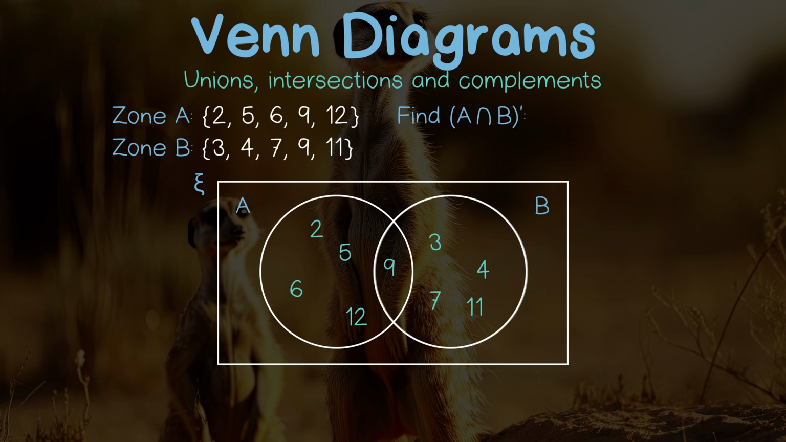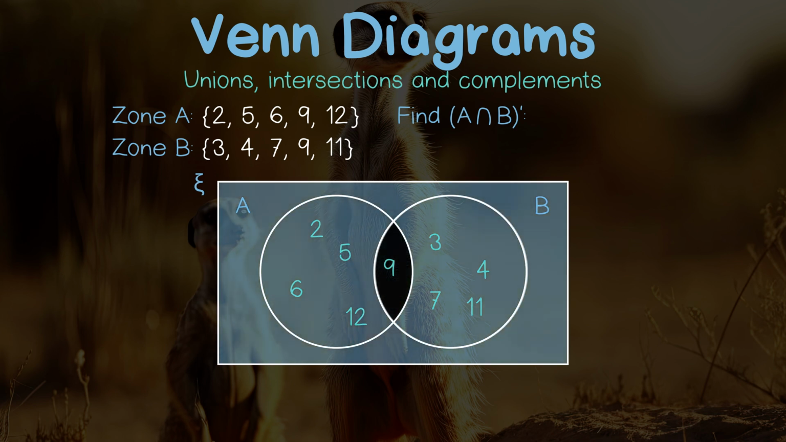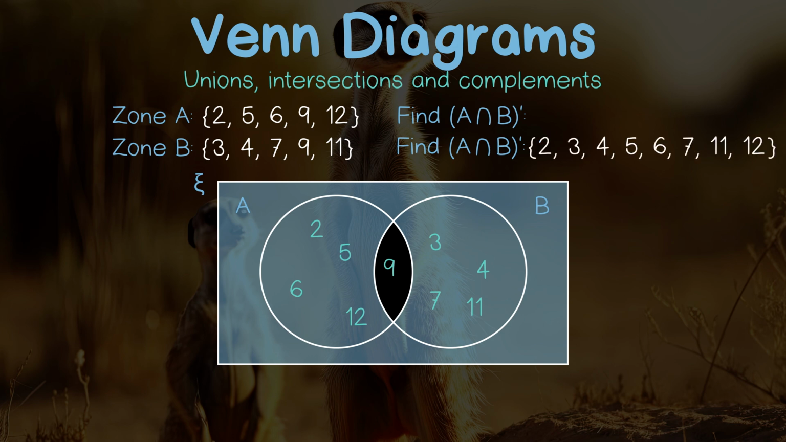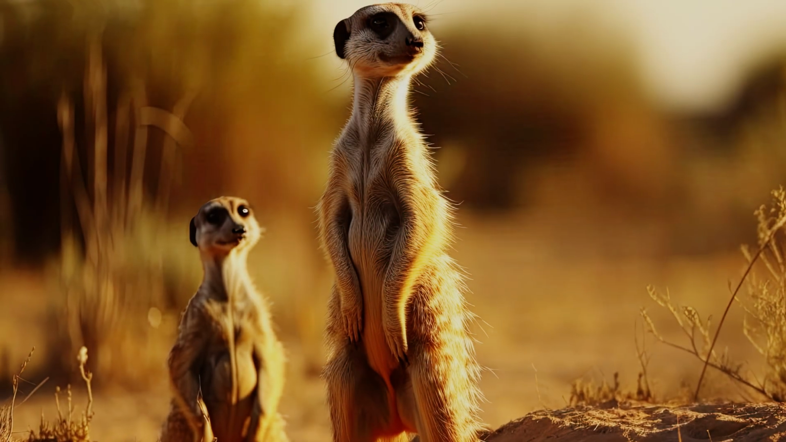This represents the meerkats involved in rivalries in either one of the territories, or neither, but not both. So the complement of the intersection of A and B represents the elements not common to both sets.